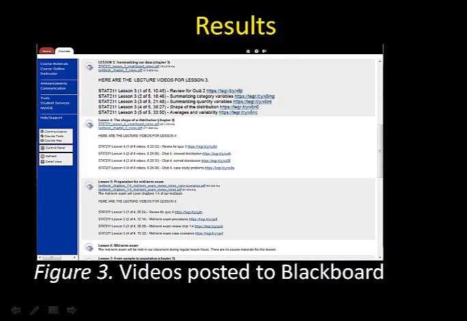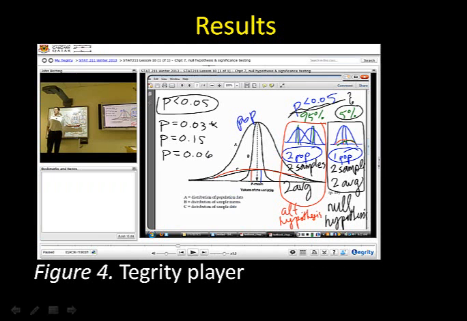Next, this is Blackboard. When my students go into Blackboard and click on my course, this is the first thing that they will see: all of the lessons and all of the lesson resources. There are PDFs of my lesson notes. There are obviously the descriptions of the videos along with hyperlinks to the videos on a lesson-by-lesson basis. And this is what they see when they click on one of those links.